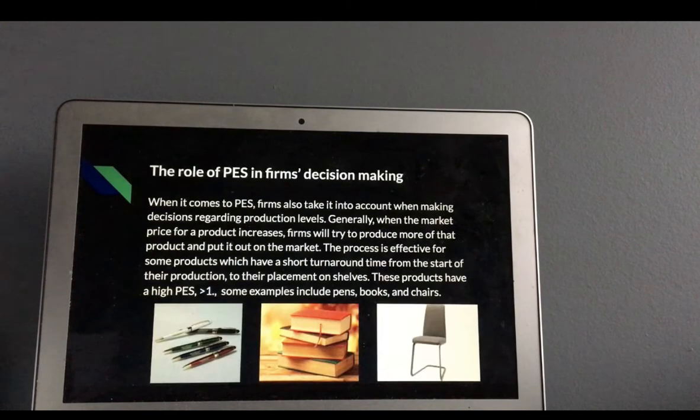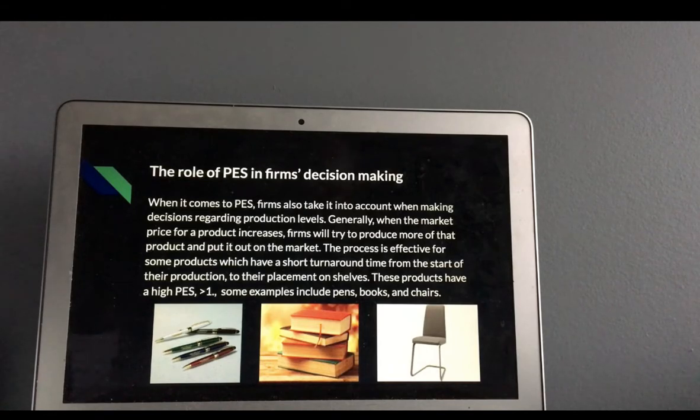So, the role of PES, or price elasticity of supply, in firms' decision making. When it comes to PES, firms also take it into account when making decisions regarding production levels. Generally, when the market price for a product increases, firms will try to produce more of that product and put it out on the market.